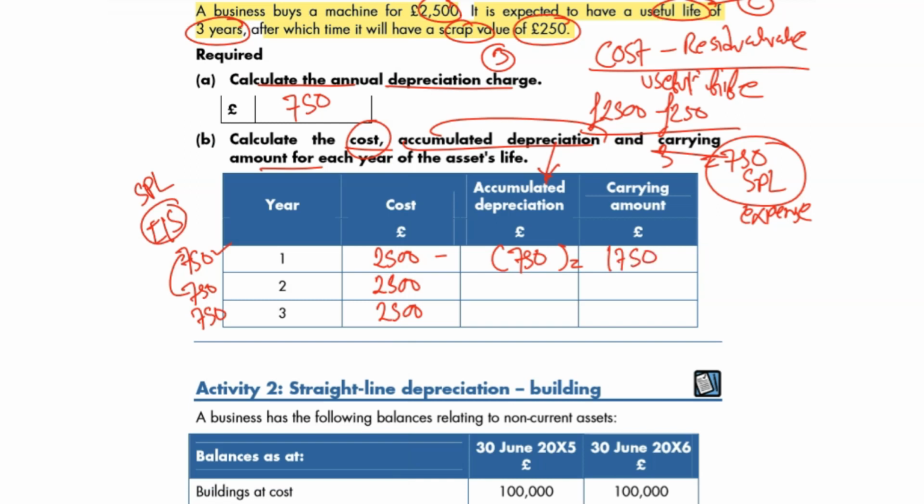But in the second year, how much should your accumulated depreciation be? Last year we already have 750 plus this year 750, so 1,500, right? That is your accumulated depreciation. Taken away from cost, I can easily do mental maths now, 1,000. And in the third year, how much should the accumulated depreciation be? Accumulated is all added up together, 750, 750 and 750, or 1,500 plus 750, whatever you do.